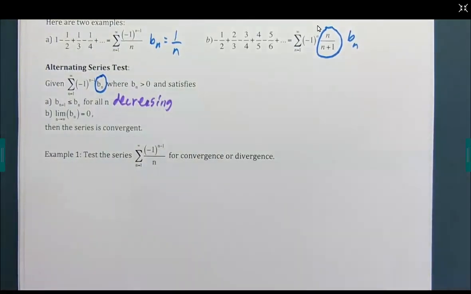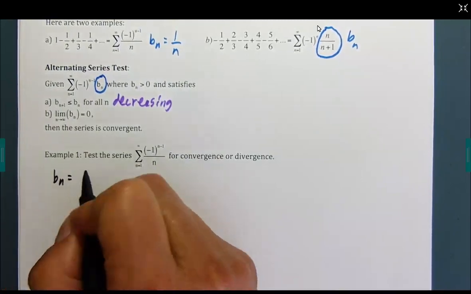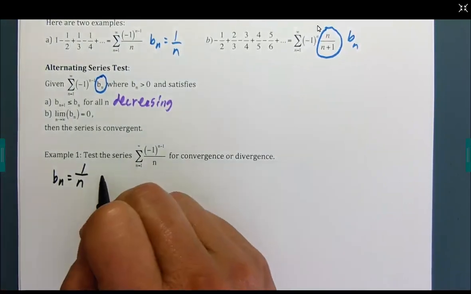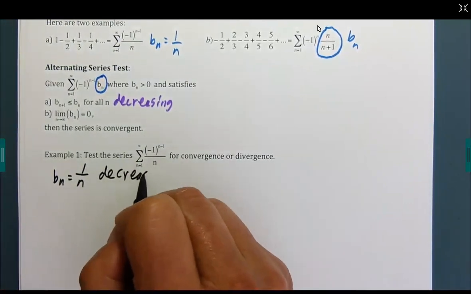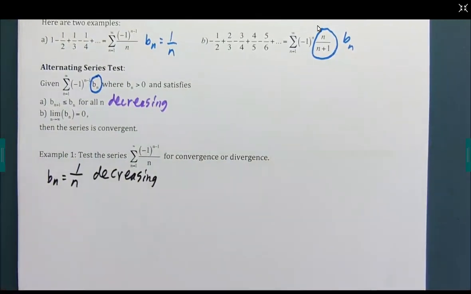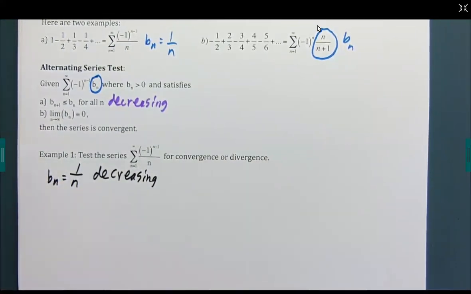So let's do number 1 here. You'll notice it's my example here. b sub n in this case is 1/n. And this is definitely decreasing. In general, the rule for decreasing is if the degree in the bottom is bigger than the degree in the top, then it's going to be decreasing. Meaning the denominator is going to get a lot larger faster than the numerator is, which means the whole thing is getting smaller and decreasing.